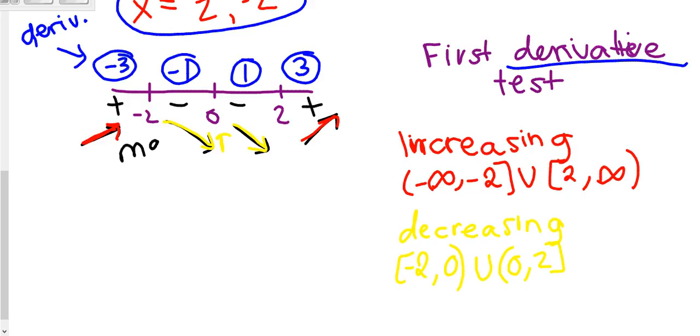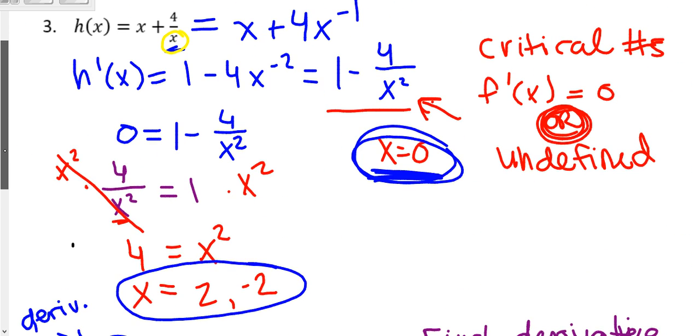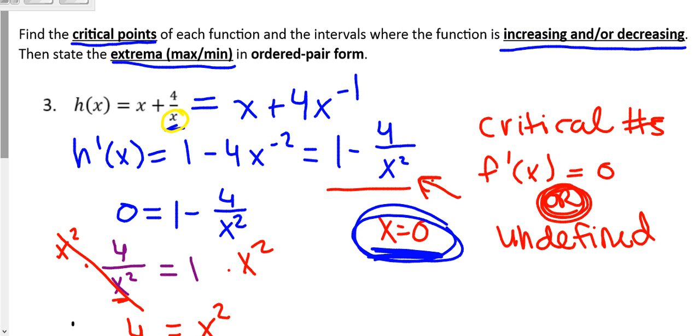Now we can look at these numbers. I will have a maximum here because I go from increasing to decreasing. Nothing happens here because the sign does not change. And when I go from decreasing to increasing, I will have a minimum. We already know our x values for these two. We know that our maximum will have an x value of -2, and we know our minimum will have an x value of +2.